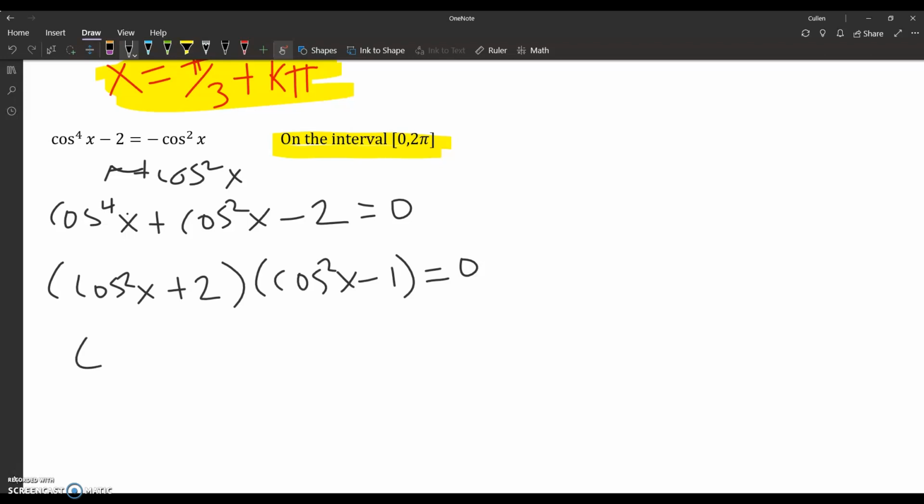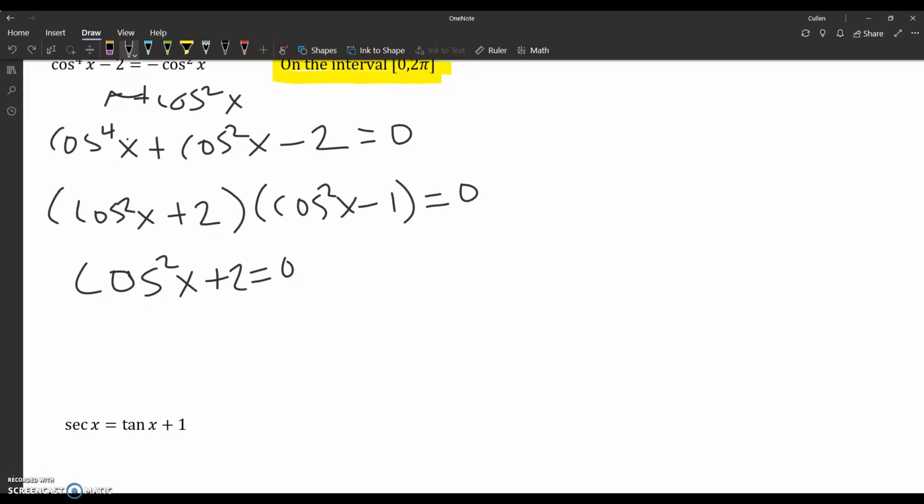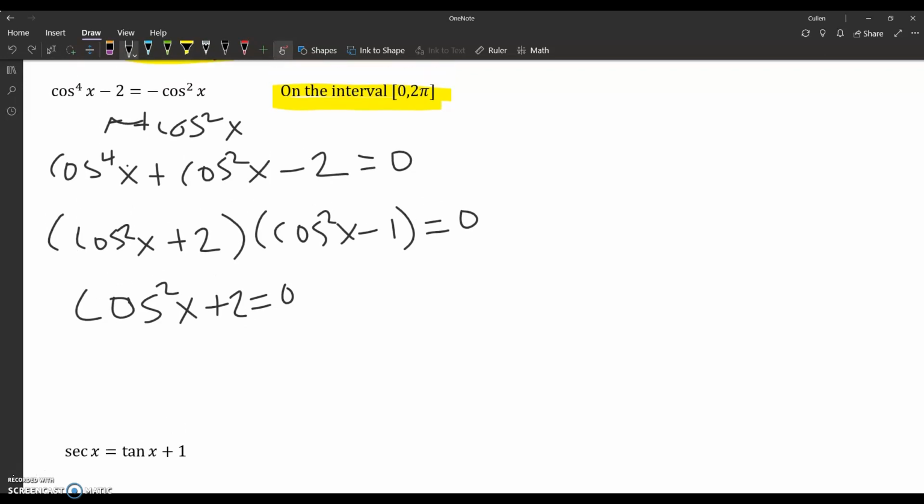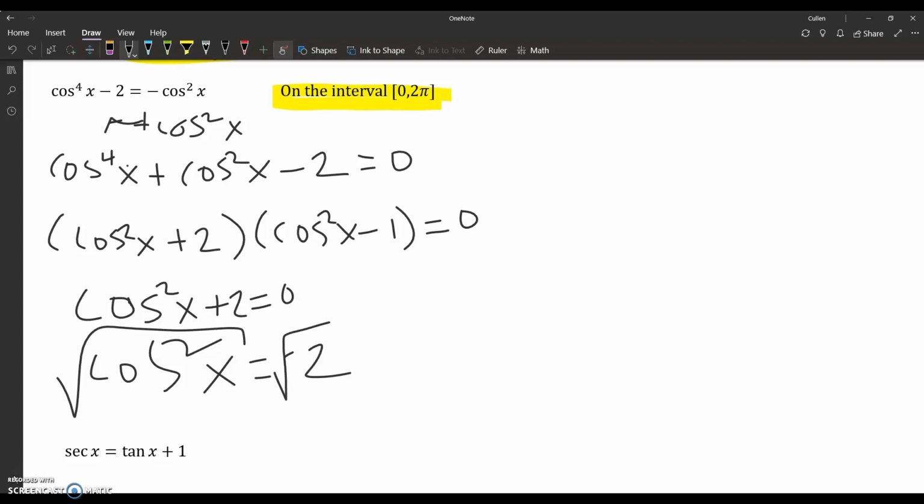So when you do cosine squared x plus 2 equals 0, you will get, let me try to scroll this down a little bit. So what it's really asking is, where does cosine squared x equal -2? And if you take the square root of both sides there, you may see, you're going to get the square root of a negative number, so we're not actually going to get any answers from that.